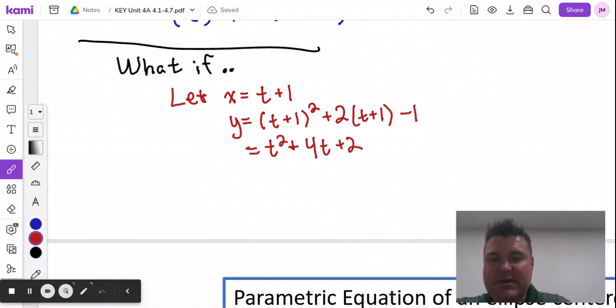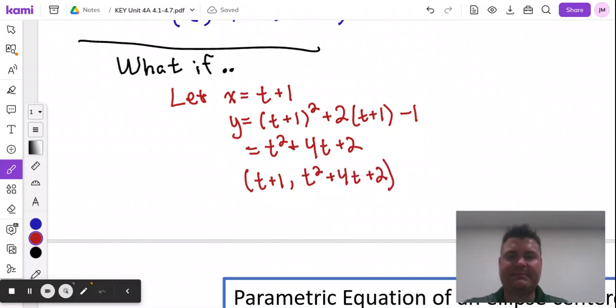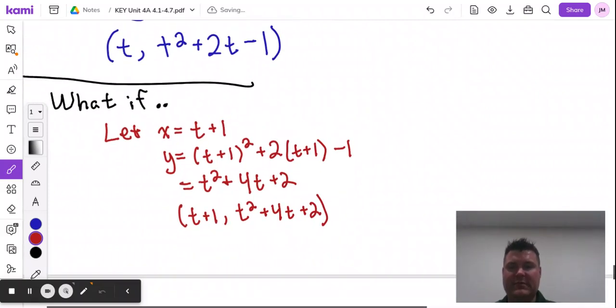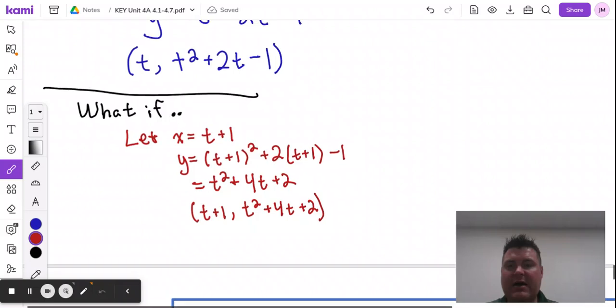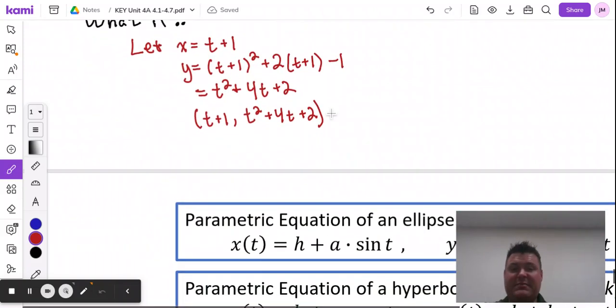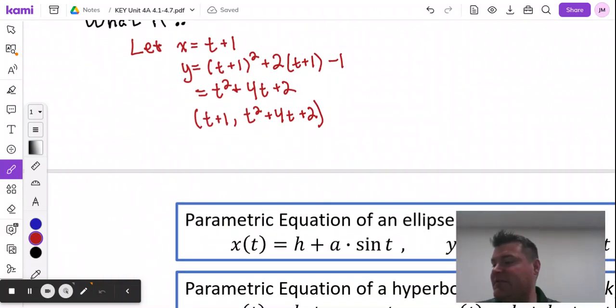Then you're going to get an answer of t plus 1, t squared plus 4t plus 2. All right, there you go. Blue and red are the exact same thing. If you were to graph into Desmos, the parameters within the t's might be different, but this is an infinite one, so you get the same thing. Those are both parabolas.